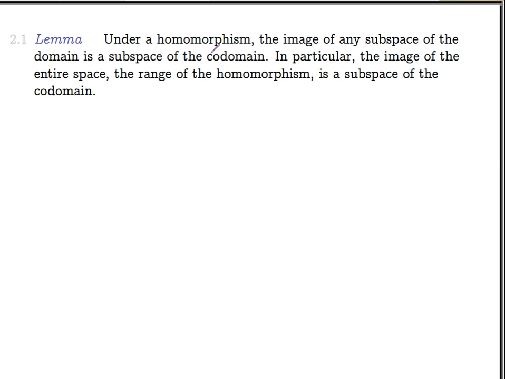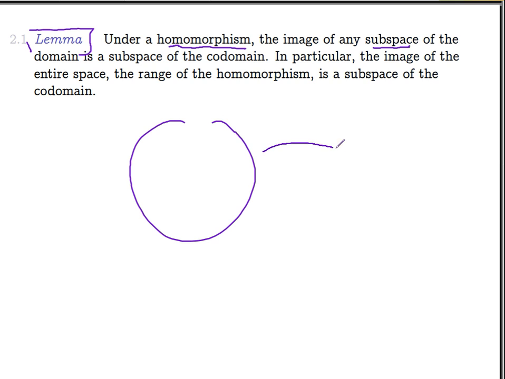Okay. All right, now, under homomorphism, this is the first lemma we're going to prove. Under a homomorphism, the image of any subspace of the domain is a subspace of the codomain. So let's draw a picture here. We have V goes to W. Okay. And I have some subspace in here. I always think of subspaces like a plane.